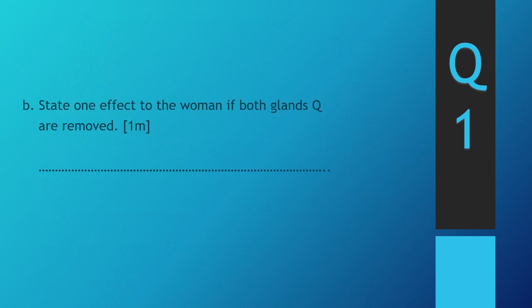Next, B. State one effect to the woman if both glands Q are removed. We know that the function of the ovary is to produce ovums or eggs for fertilization. So, without glands Q, it will result in infertility.